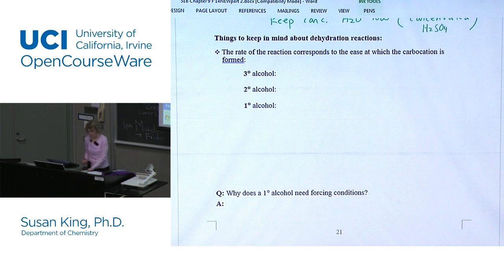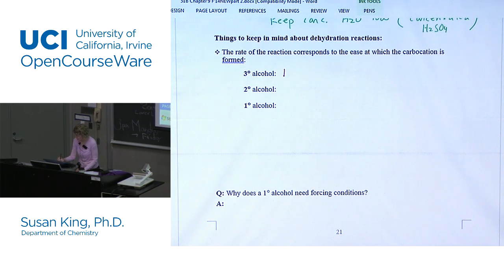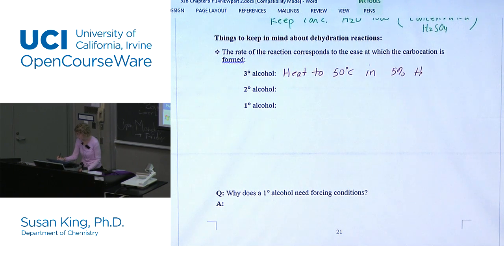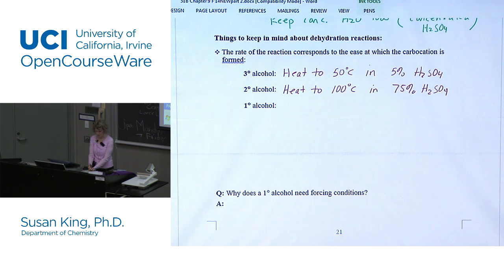All right. So tertiary alcohol, heat to 50 degrees centigrade in 5% sulfuric acid. Typical conditions, okay? Secondary alcohol doesn't form a carbocation as readily. It's going to be more stronger conditions. Heat to 100 degrees in 75% H2SO4. So that would be 75% H2SO4, 25% water.